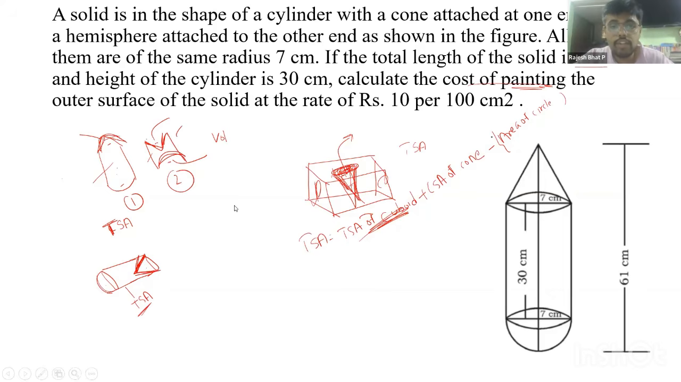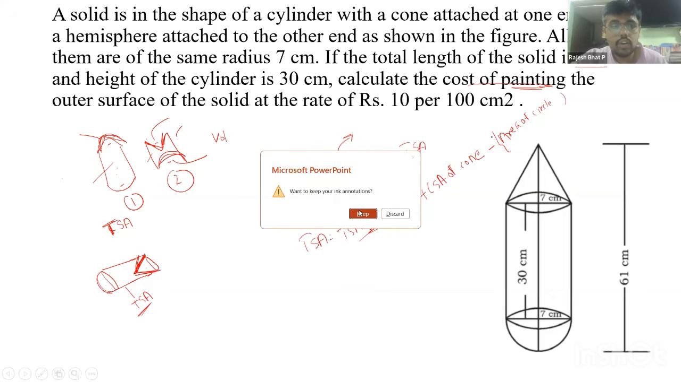So this is very important for most of you to understand. Hopefully you understood. Sir, in the before diagram you have taken CSA, but in this diagram you have taken TSA. No, in this diagram it is TSA only.